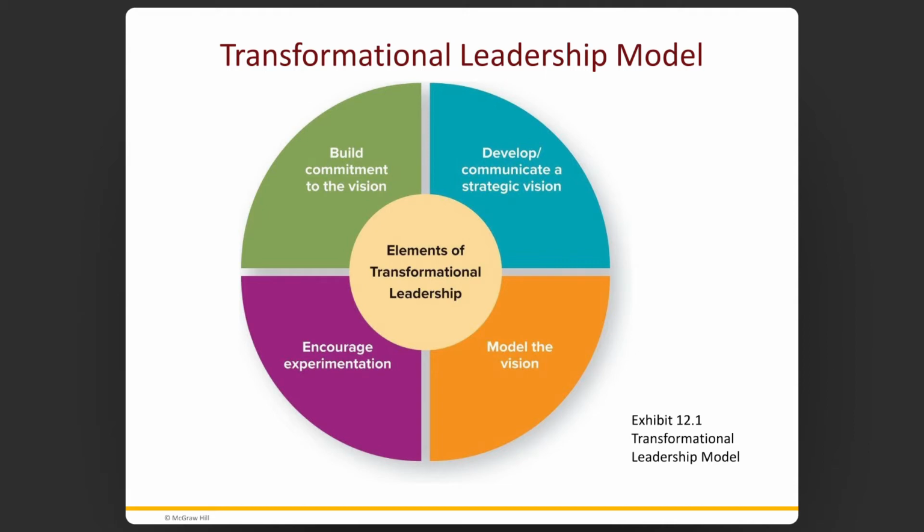Transformative leaders are able to model their vision for their followers. Transformative leaders are not afraid of experimentation. They even encourage experimentation, thinking out of the box, new ways of seeing old problems. And they build a commitment. They're able to build among individuals, teams, employees, a commitment to the vision that they are able to cast within the organization.